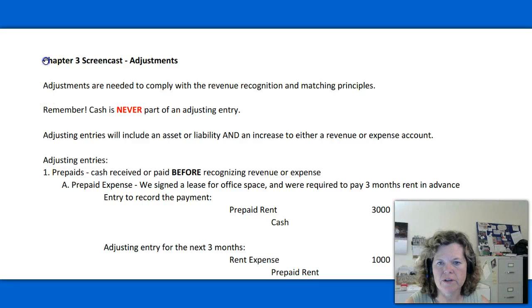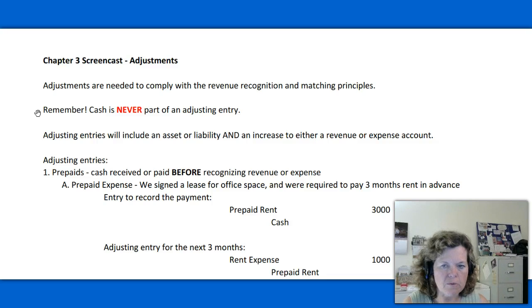In the Chapter 3 screencast, I'm going to cover adjustments, and you'll read a lot about adjustments in Chapter 3. Adjustments are needed to comply with the revenue recognition and matching principles. If we don't make adjustments, we probably will be in violation of both of those principles, and those are pretty basic accounting principles.